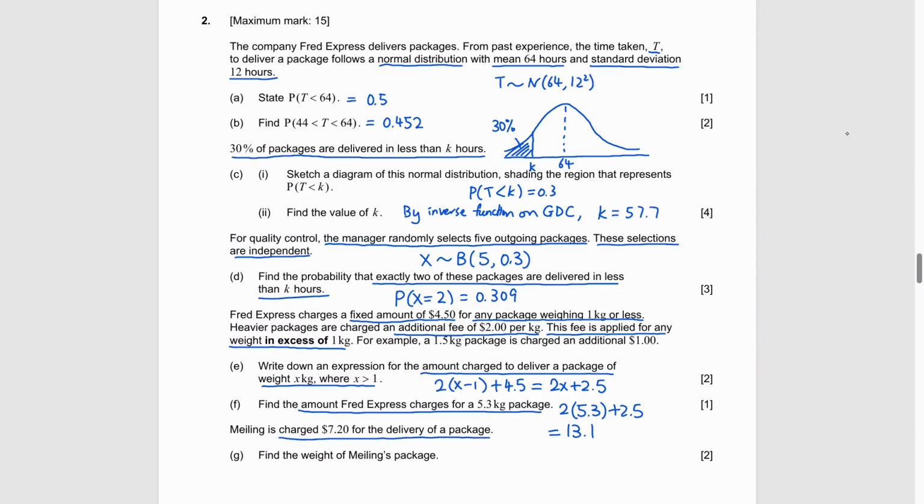Finally, we want the weight of a package that would be charged $7.2. We set 2x plus 2.5 equals 7.2, solve the equation, and find x equals 2.35.